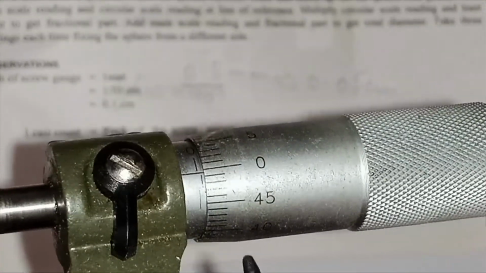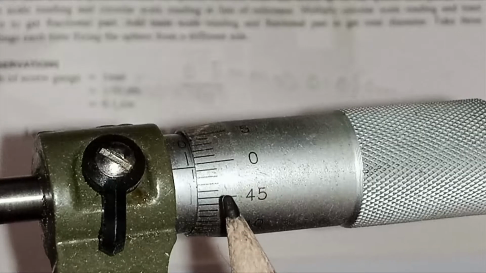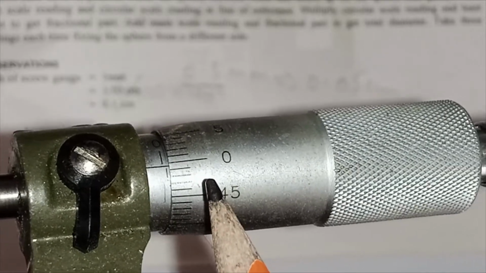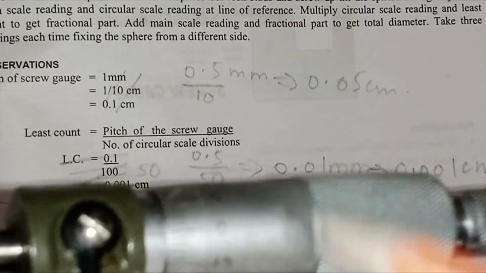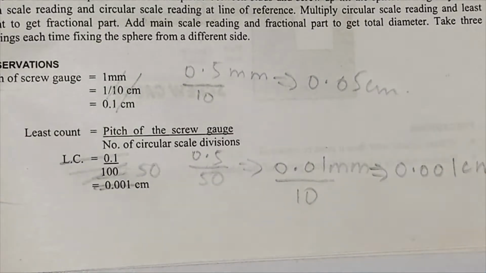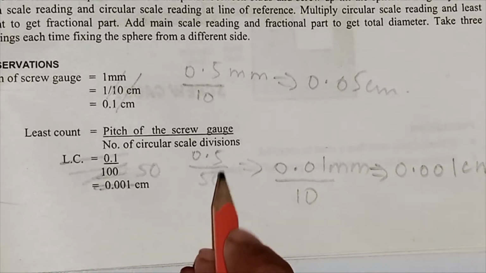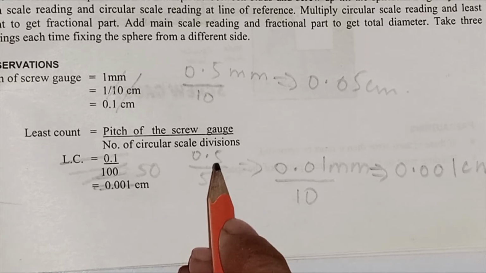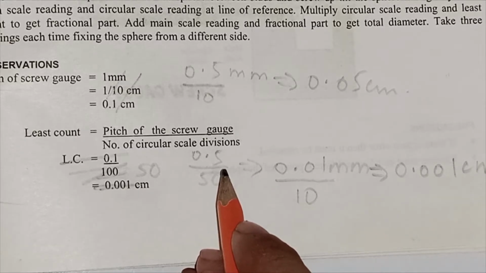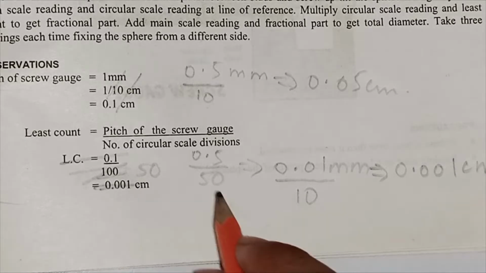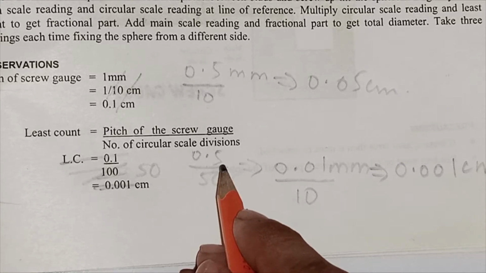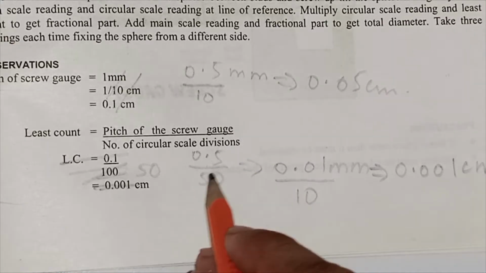This is 45, 46, 47, 48, 49 and 50, and again starting with 0. So the total number of divisions on the circular scale is 50. So therefore we divide 0.5, which is the pitch, or the distance between two consecutive threads. Another definition of pitch is the perpendicular distance between two adjacent threads is called pitch.